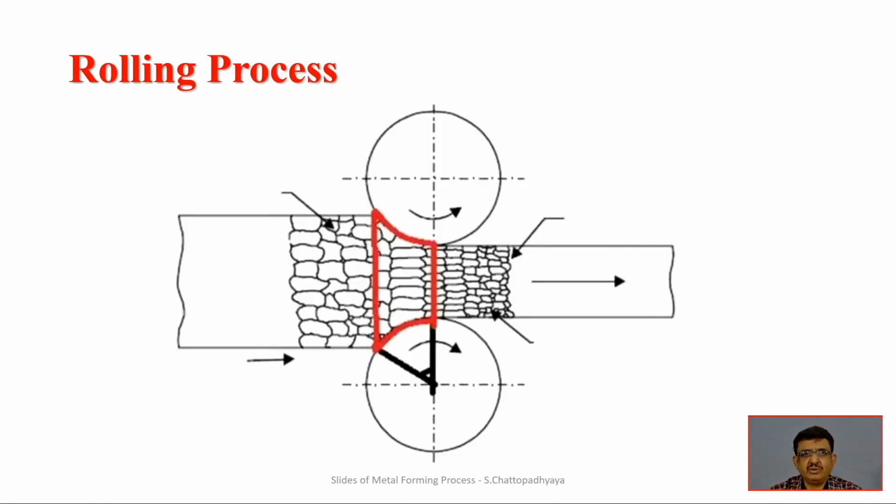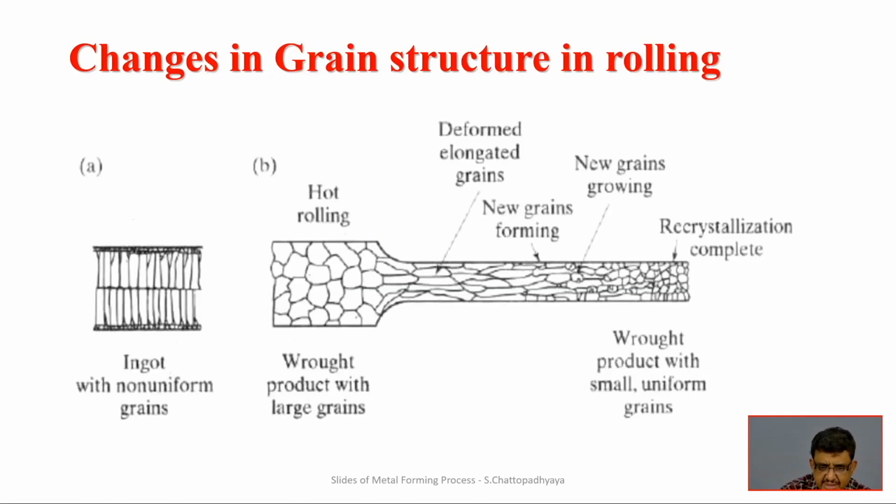So we can see the rolling process. Rolling is changing the grains from bigger grains to laminar grains and then very small grains, and the strength and all those things will be there. From the next slide we can see an ingot with non-uniform grains, and a wrought product with large grains. They are transformed because of the pressure of the roll: elongated grains, new grains forming and growing, recrystallization takes place, and we get small or uniform grains, and sometimes an intended one.